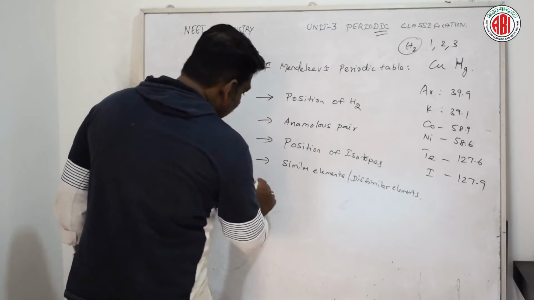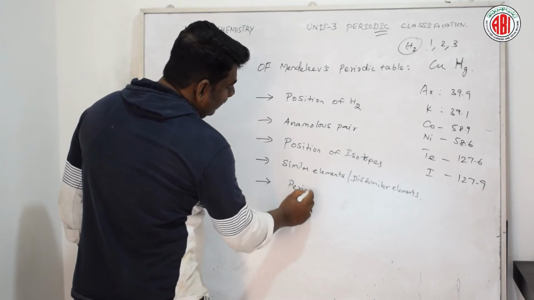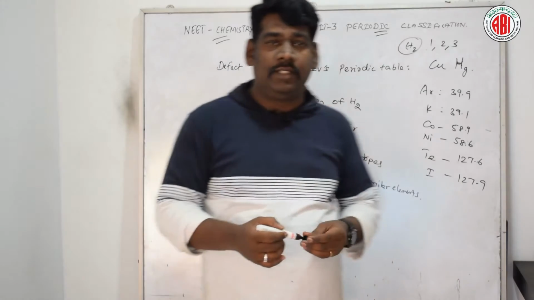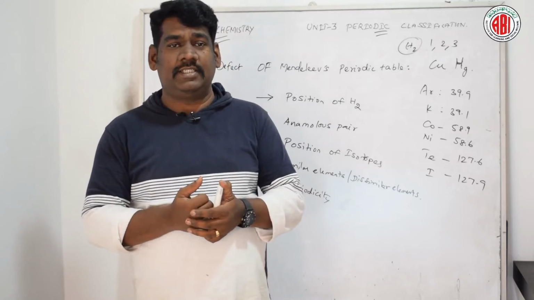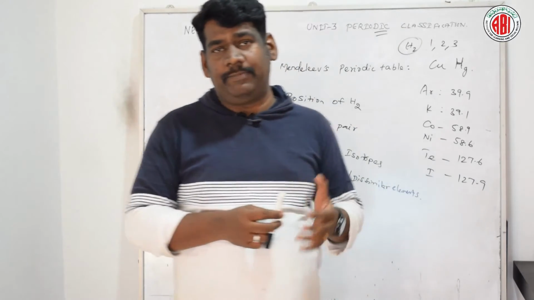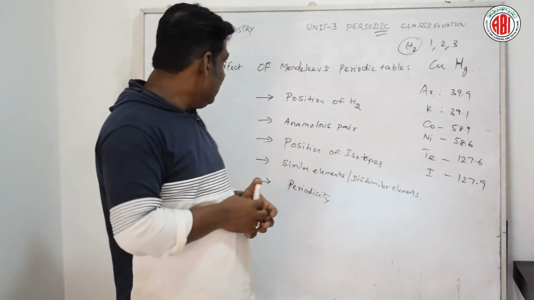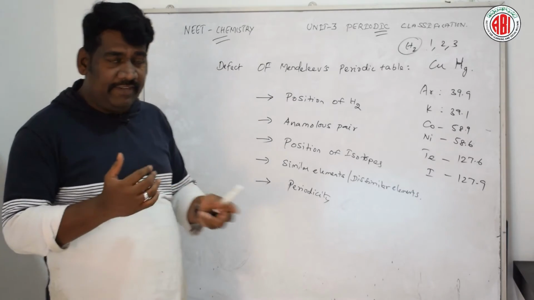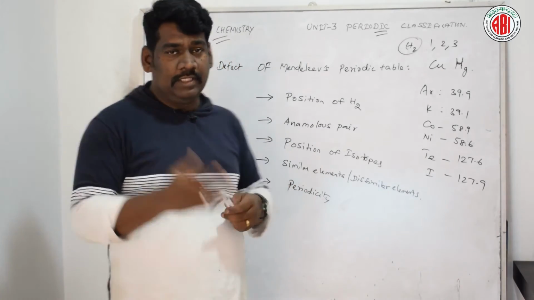Next, talking about periodicity. What is the meaning of periodicity? The periodicity among the elements could not be explained in detail or well defined by the Mendeleev periodic table. So that is one of the major issues, one of the defects of this Mendeleev periodic table. Periodicity is not well defined for every element placed in different groups.